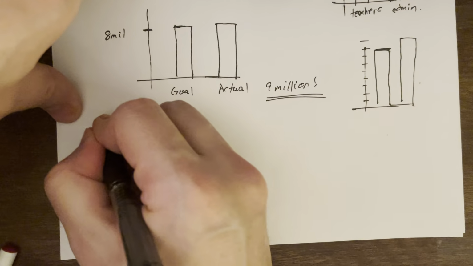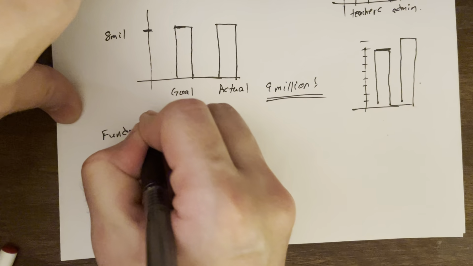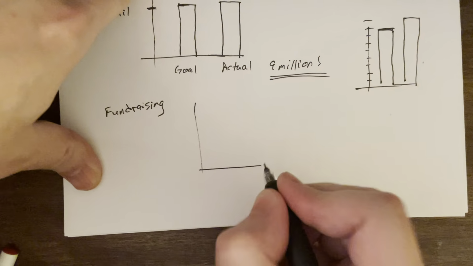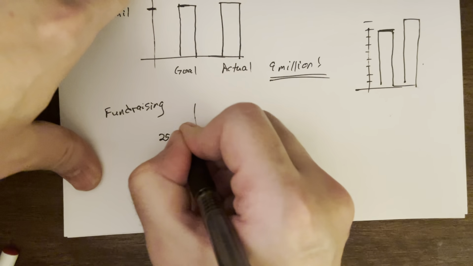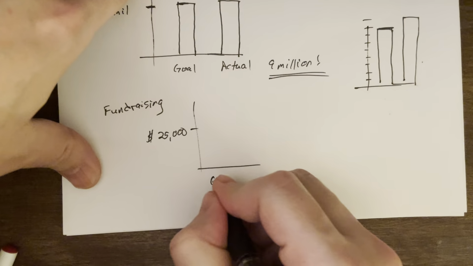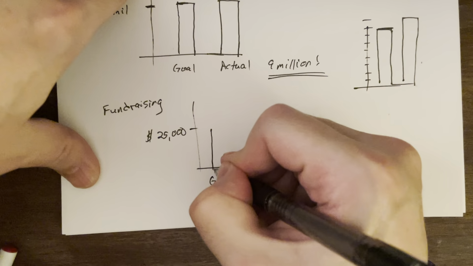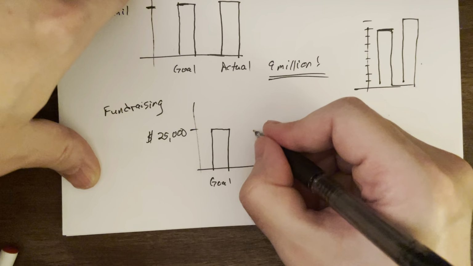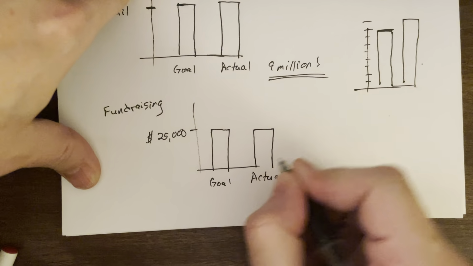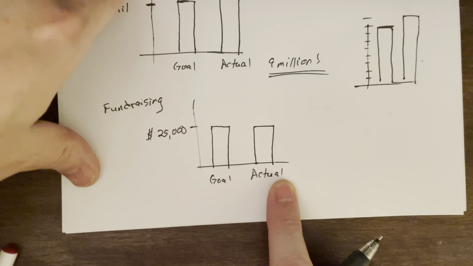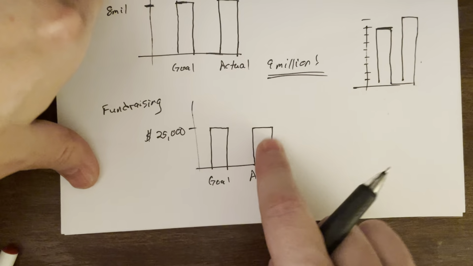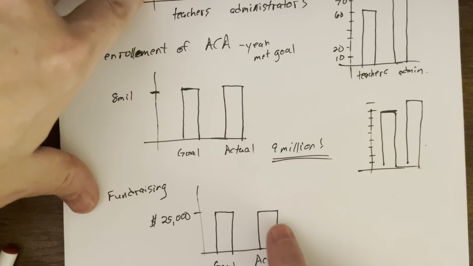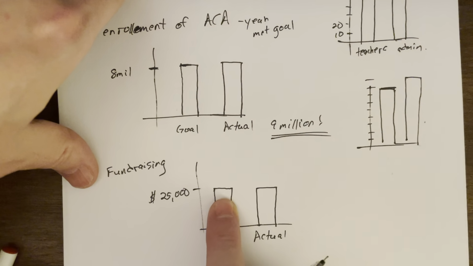Let's go back to fundraising again. And I show you a fundraising chart. And I do almost the exact same thing. Our goal was that we were trying to raise $25,000. And here's the actual. Can you see the difference? I'm trying to do almost the same thing I did here, but reverse. Here the actual is just barely over the goal. Here the actual is just slightly under the goal.